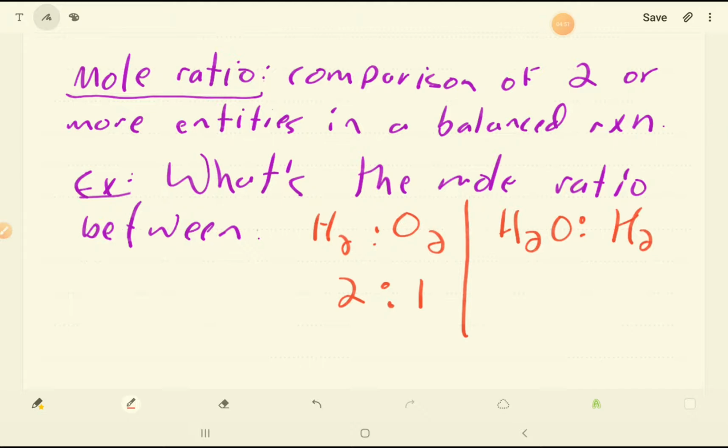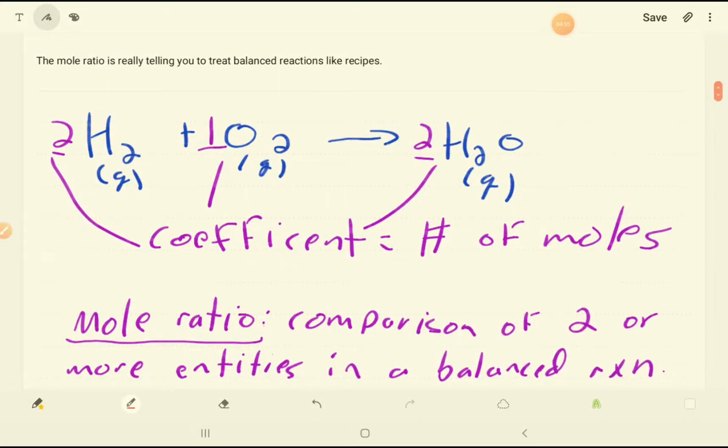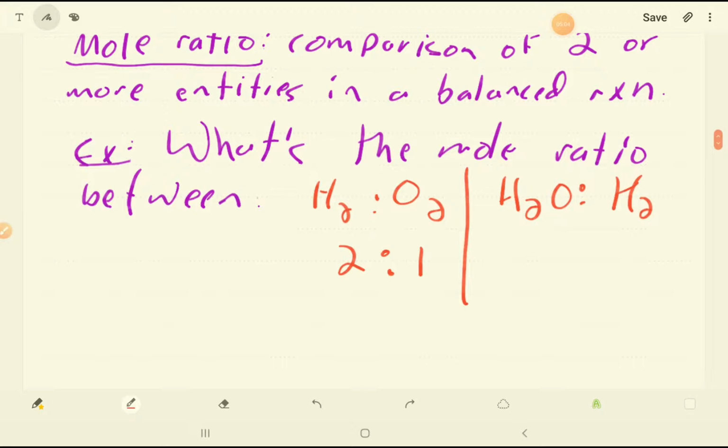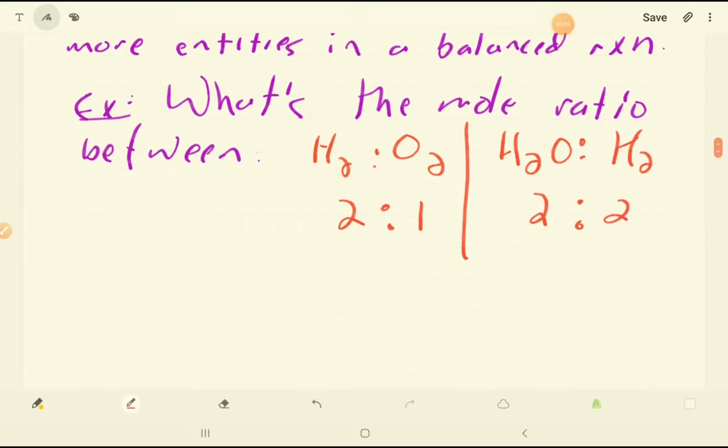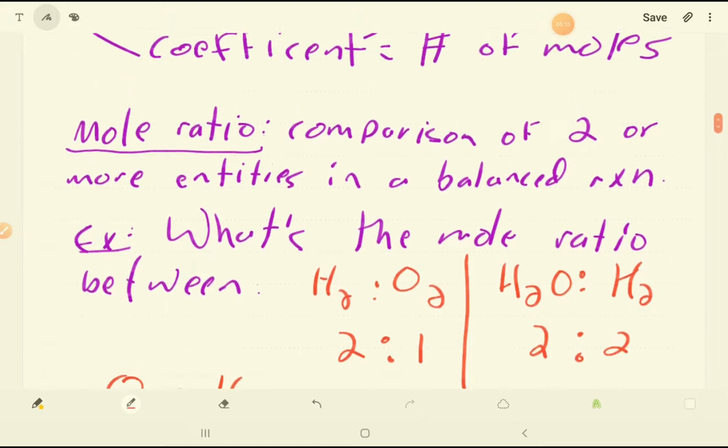The same can be said when we look at H2O and H2. We can see from the balanced reaction that there are 2 moles of H2O to 2 moles of H2. And so when we write the mole ratio, that's 2 to 2. Now, what if I reversed it and I said, what about from O2 to H2?